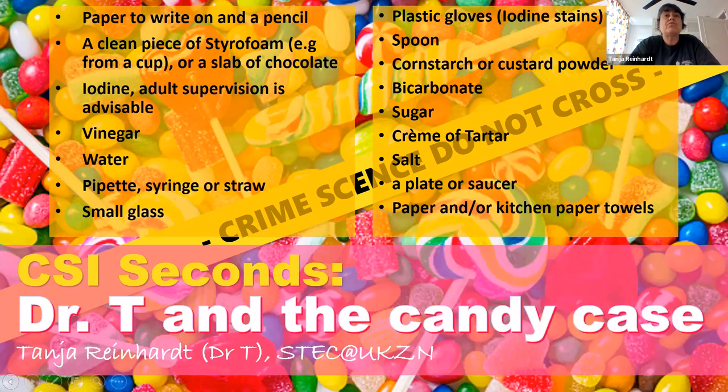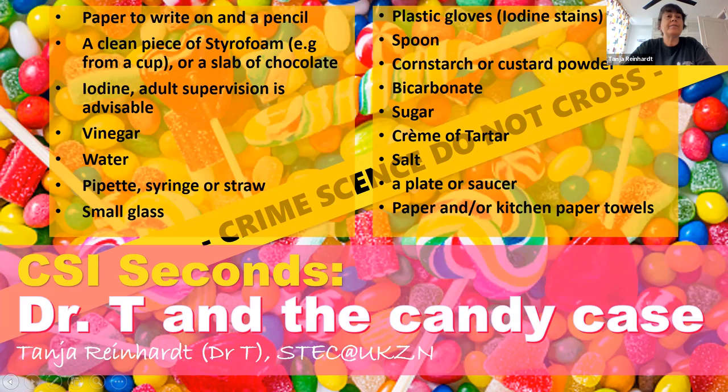So this is what you need. You need paper to write on and a pencil or a pen. A clean piece of styrofoam, for example from an old styrofoam cup or a slab of chocolate. If you have some iodine, you can use some iodine. Please, if it's smaller kids, adult supervision is advisable.